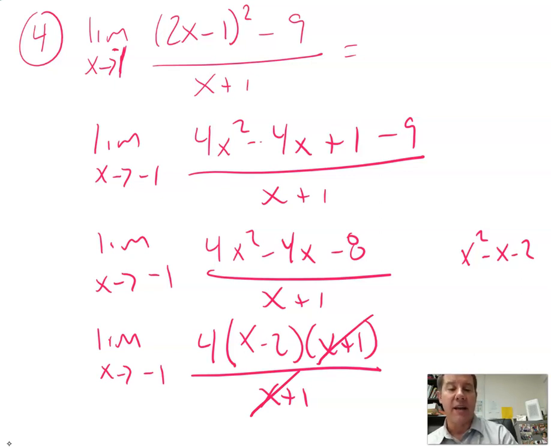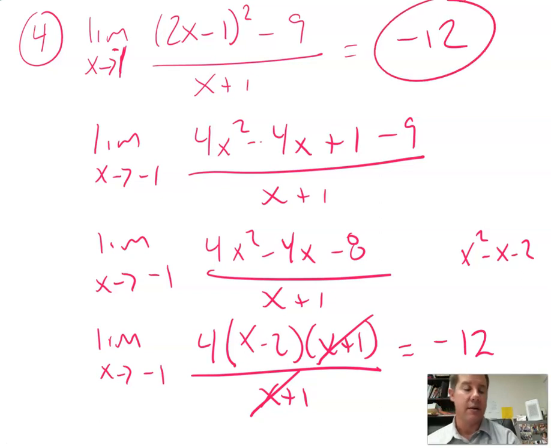If I plug -1 in now, I get 4 times -3, or this is going to give me -12, and there's my answer. Okay, so sometimes simplifying mixed with factoring, all that kind of good stuff.